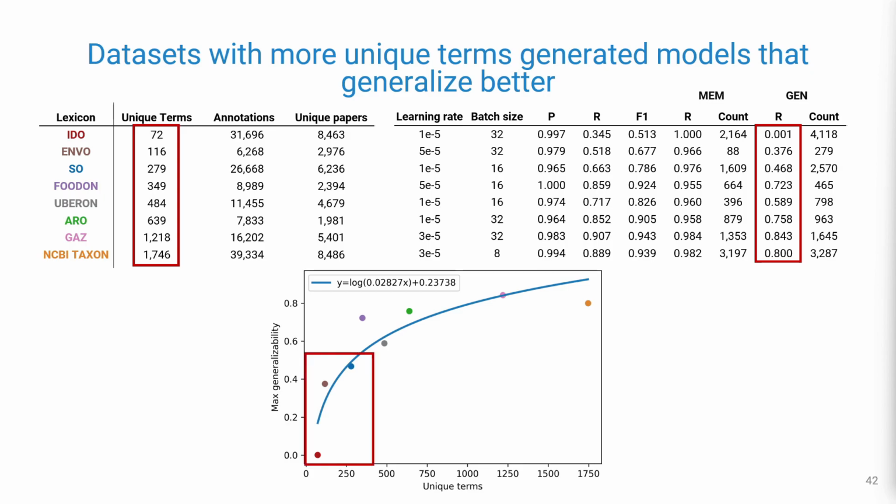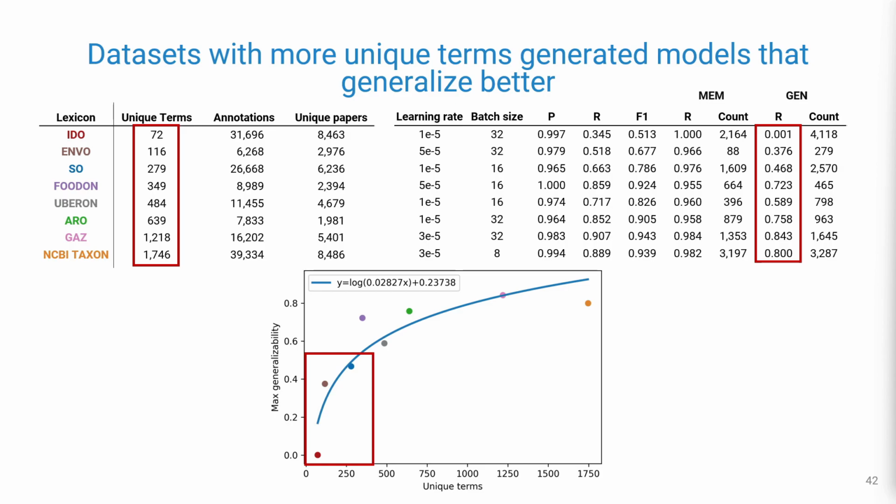As a result, all models perform extremely well in memorization, but the three smallest lexicons, IDO, ENVO, and ESO, suffer with poor generalizability. This does not necessarily mean that these models are bad. Generalization really helps when the dataset is not fully complete with all the terms you wanted to identify.